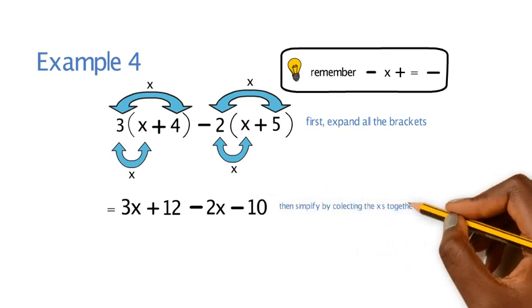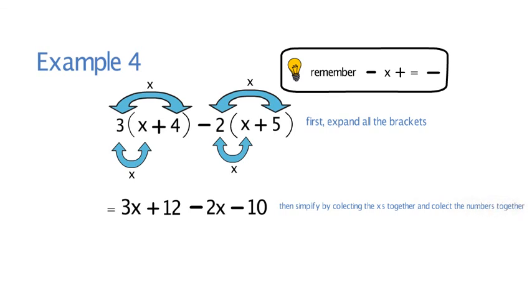So now to simplify, you're going to collect the x's together and the numbers together. So you're basically adding everything together. So notice how you've got 3x minus 2x. So that would give you an answer of x. And then 12 minus 10 gives you an answer of 2.